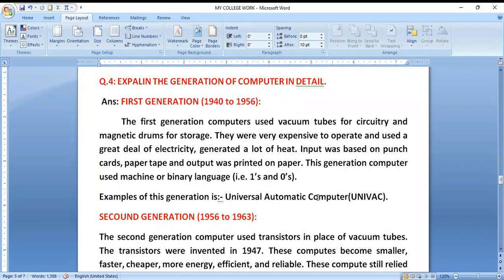Assalamu alaikum guys, आज हमारा टॉपिक है explain the generation of computer in detail. First generation, 1940 to 1956.